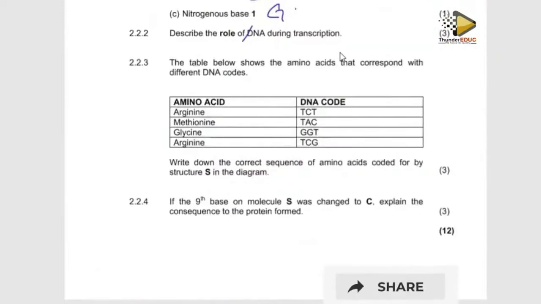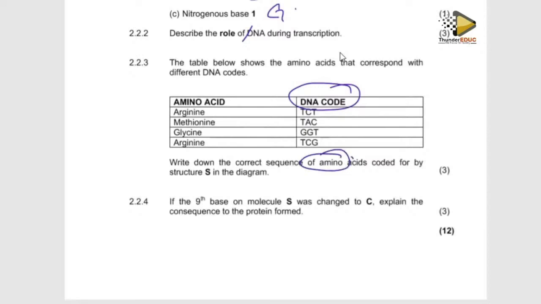The table below shows the amino acids that correspond with the different DNA molecules. They are saying adenine, arginine, methionine, glycine, and then arginine. So before you start anything, first identify what is here and what is being given. Write down the correct sequence of amino acids. Now you see, they're looking for amino acids. Sometimes this is messenger, sometimes this is transfer. And sometimes don't say messenger, transfer. No, we say codons and anticodons.